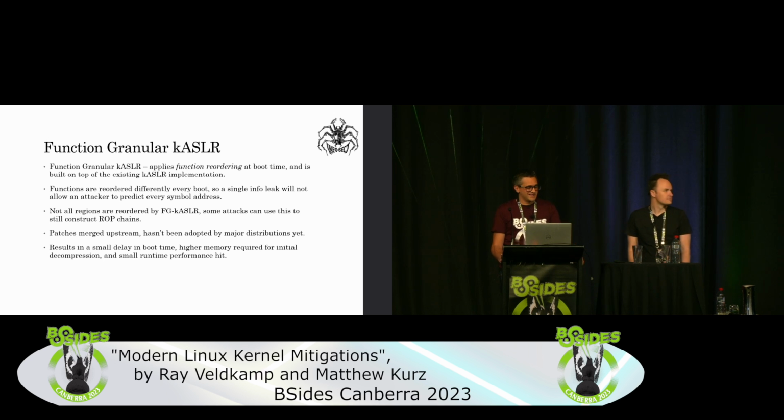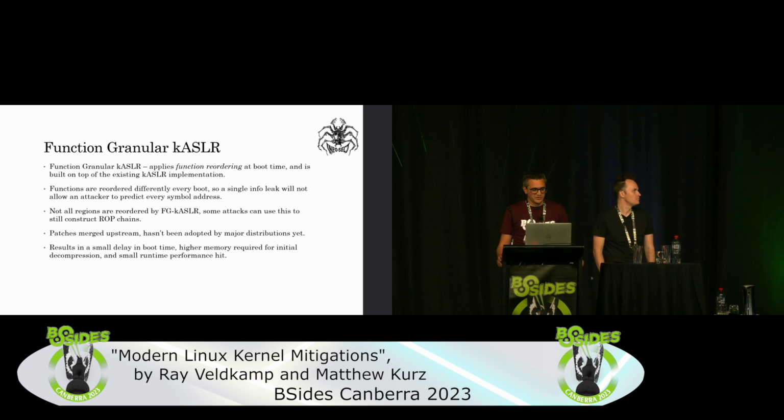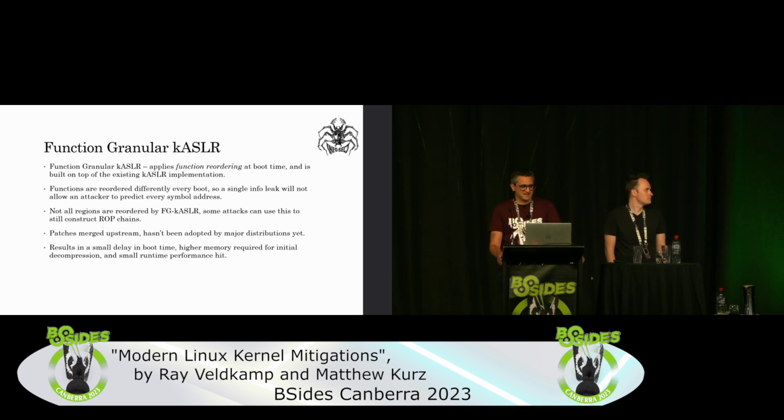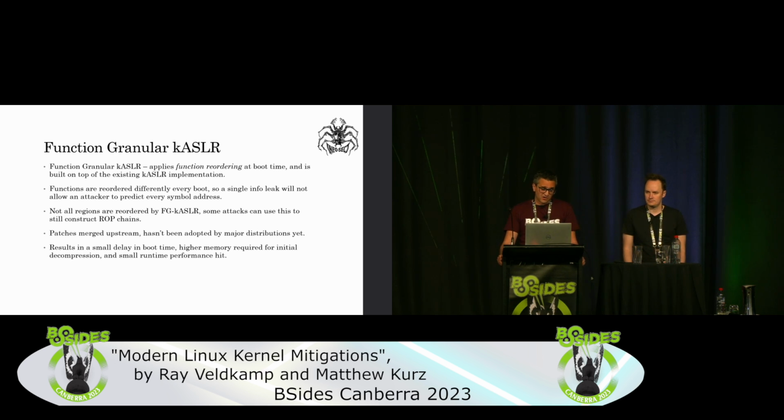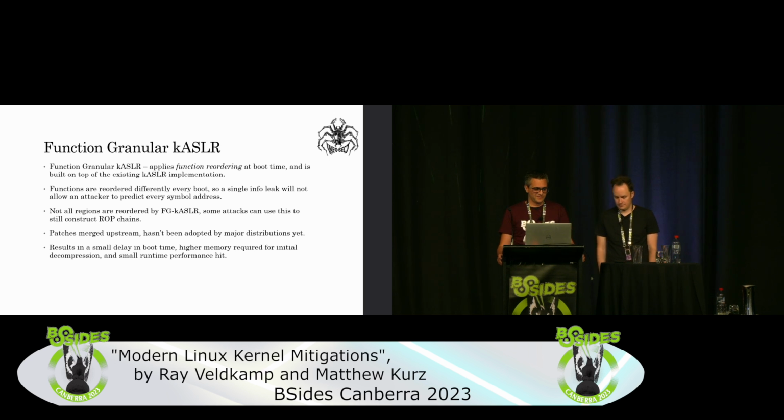To make things a bit better, they've come up with function granular KASLR. This was merged upstream a while ago. Basically it applies function reordering at boot time, and it's built on top of the existing KASLR implementation. Every boot, the kernel image is decompressed, and the functions are all rearranged every time. So a single info leak is not going to allow an attacker to predict or know every symbol address. Not all regions are reordered by FGKASLR, so some attacks can still use this to construct ROP chains.